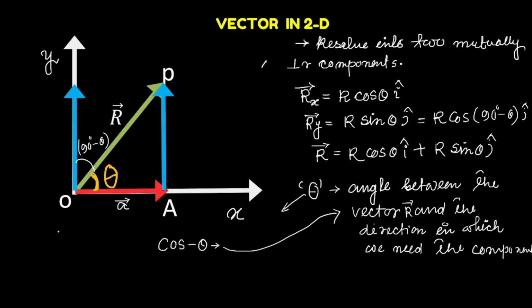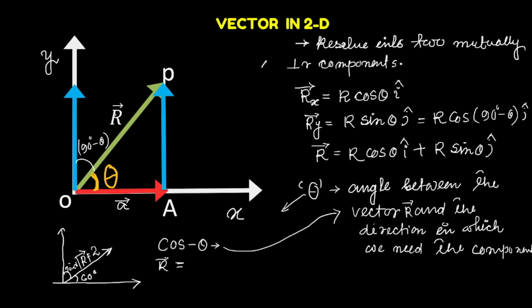Okay, let me take one example. You see, if this is your vector r, suppose this vector has magnitude 2. Okay, its magnitude is 2. Then if this is my angle 60 degrees, then this angle is 90 minus 60.